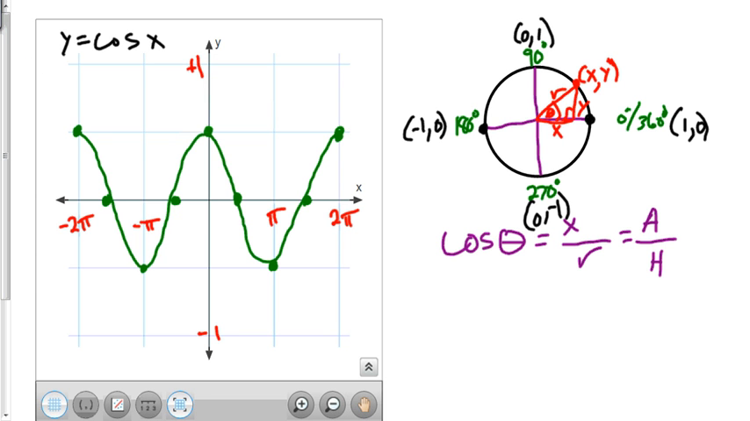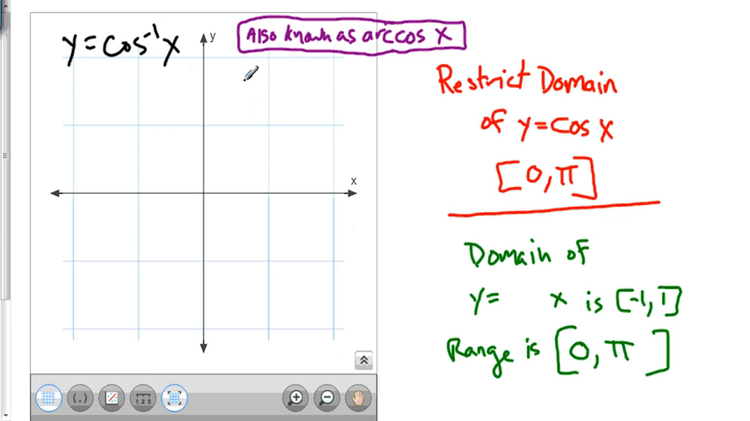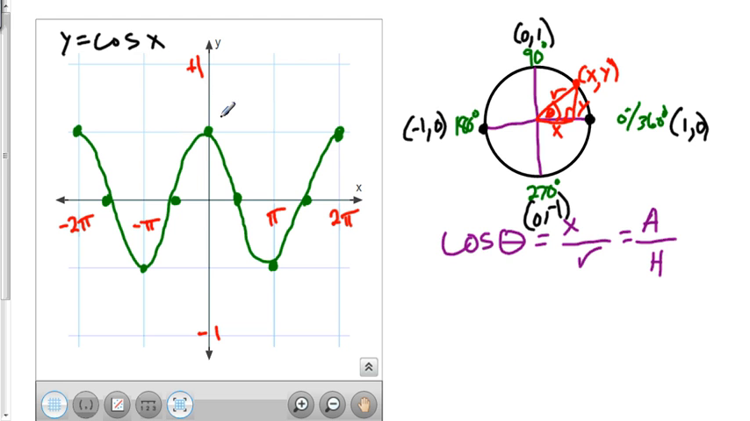Next, let's take a look at the inverse. So as we look at y equals inverse cosine, another way to say this is arc cosine x. First of all, in order to make this a function, I have to put a restriction on the original function y equals cosine x, and that restriction is going to be from 0 to pi. So therefore, and I didn't write this down, the domain of the inverse cosine is going to be from -1 to 1, and our range is from 0 to pi. So let's go back and look at what I'm doing here.